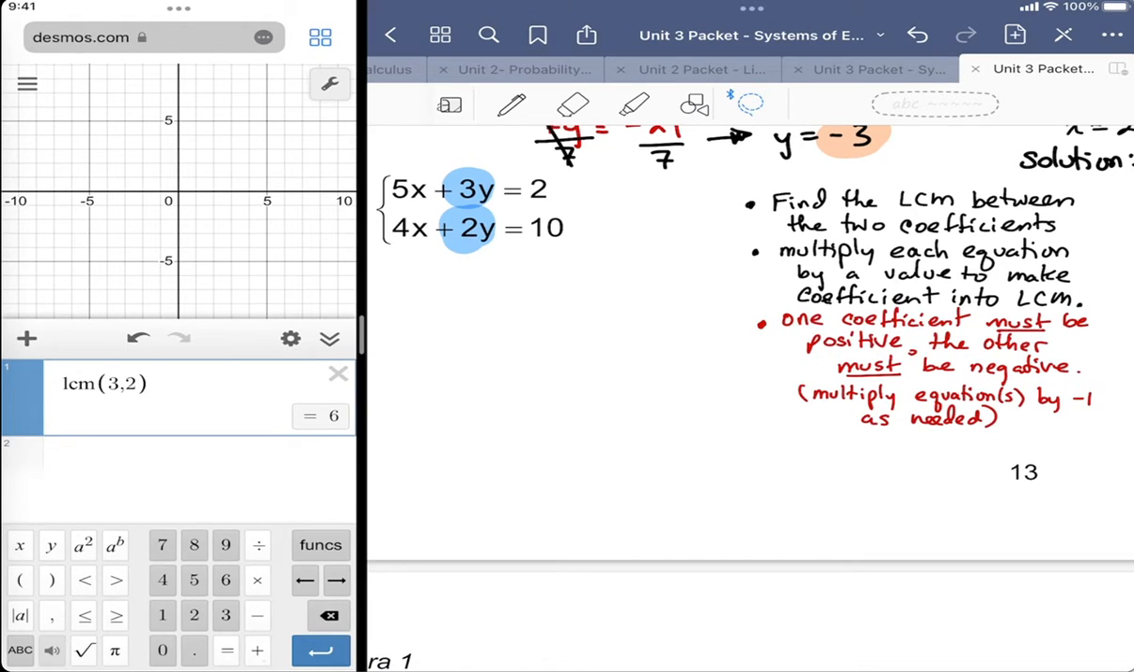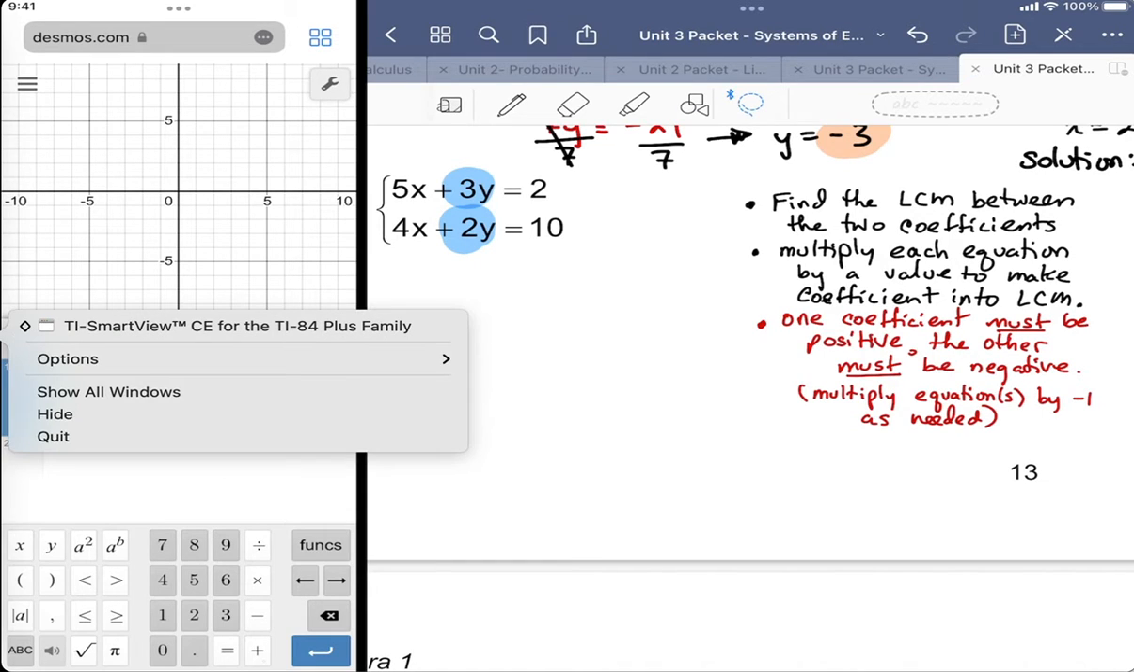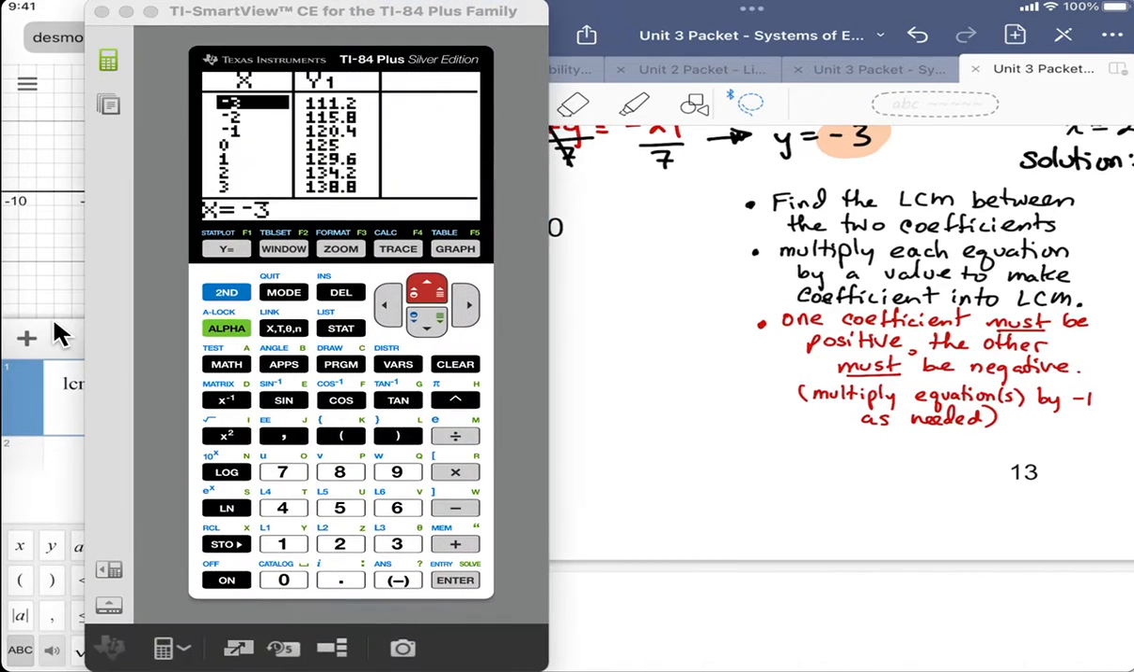All right. So let me show you on the TI. You know, in half an hour when the TI calculator opens up. Oh, there it is.